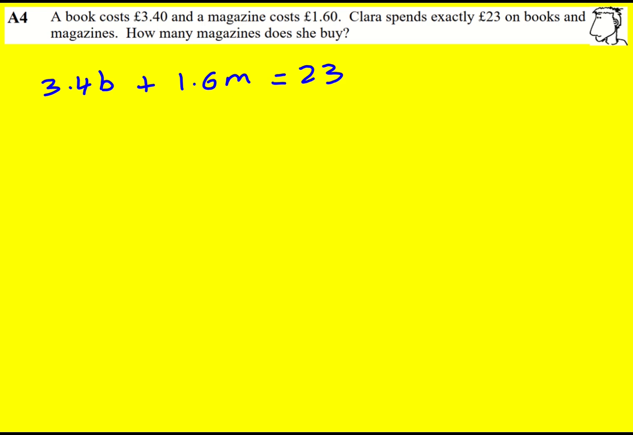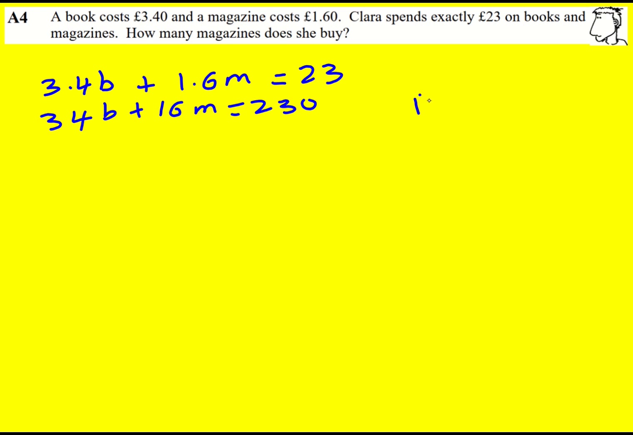We've created an equation. Now what we can do, I'm going to convert it all into pence. Actually, I'll change my mind, I'm going to work in terms of pounds, but I'm going to times by 10. So 34b plus 16m equals 230. When I did it originally, I did convert it into pence and times by 100, but then I only had to divide by 10 after that anyway, so we might as well just do this.